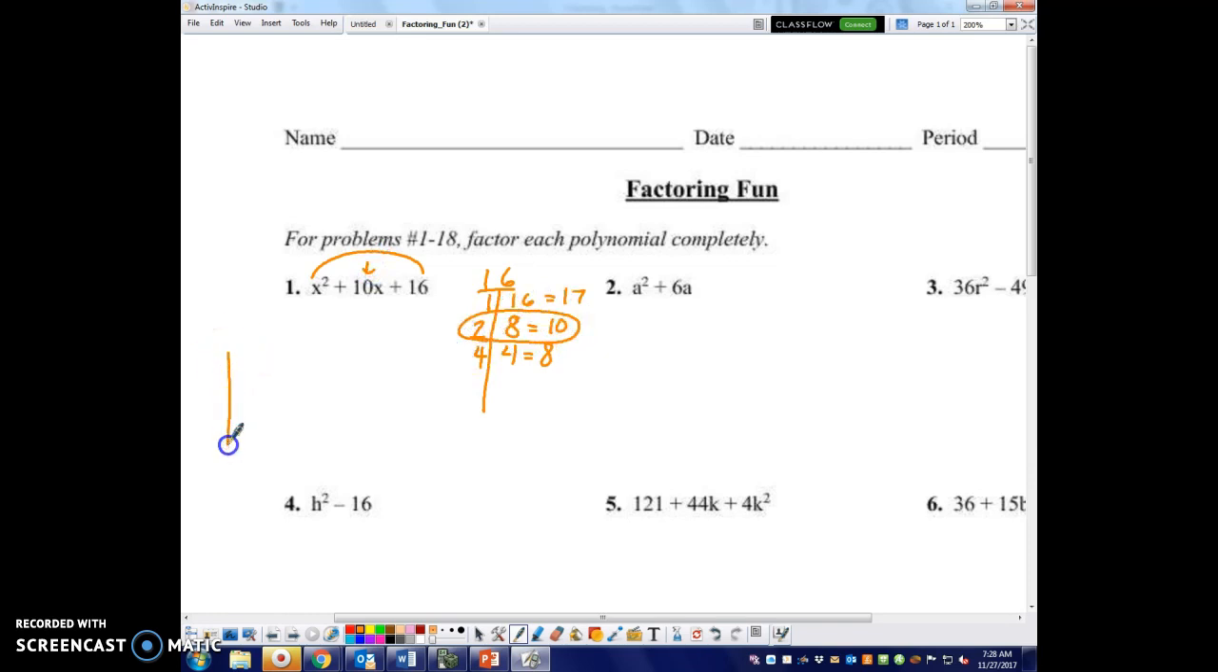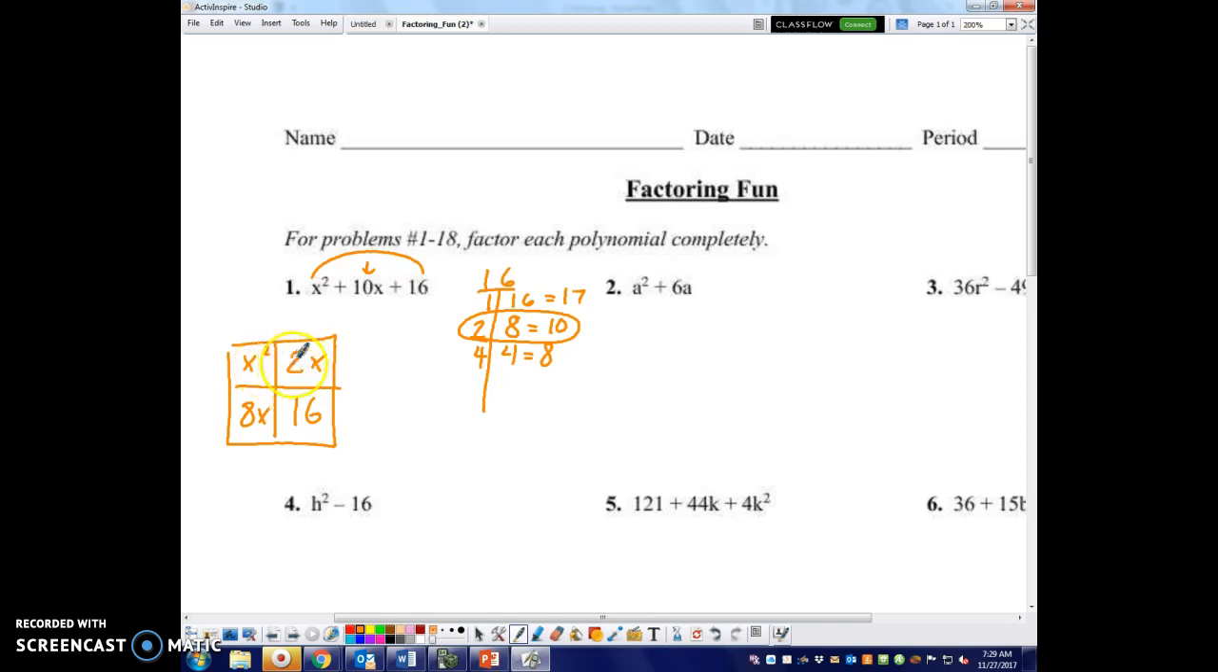Now, we'll make our box. What goes here? The x squared. And then what goes here? 16. So what goes in these two boxes? The 2 and the 8, followed by an x, right? So 2x and 8x. What do we do from this point? Yeah, we find out what they have in common. It's like a puzzle, like Sudoku or some other puzzle like that. You have to figure out what they have in common.